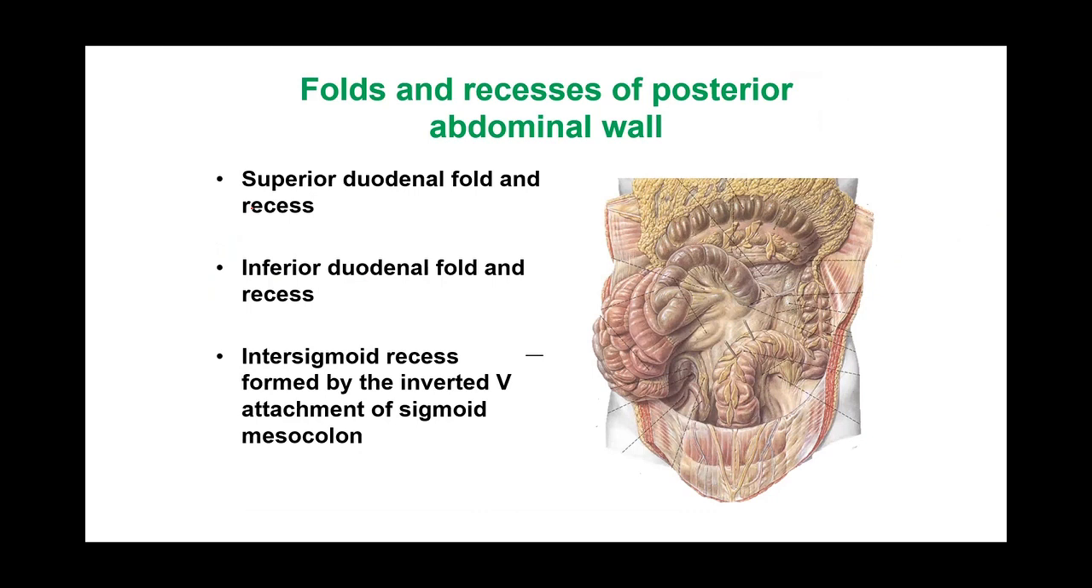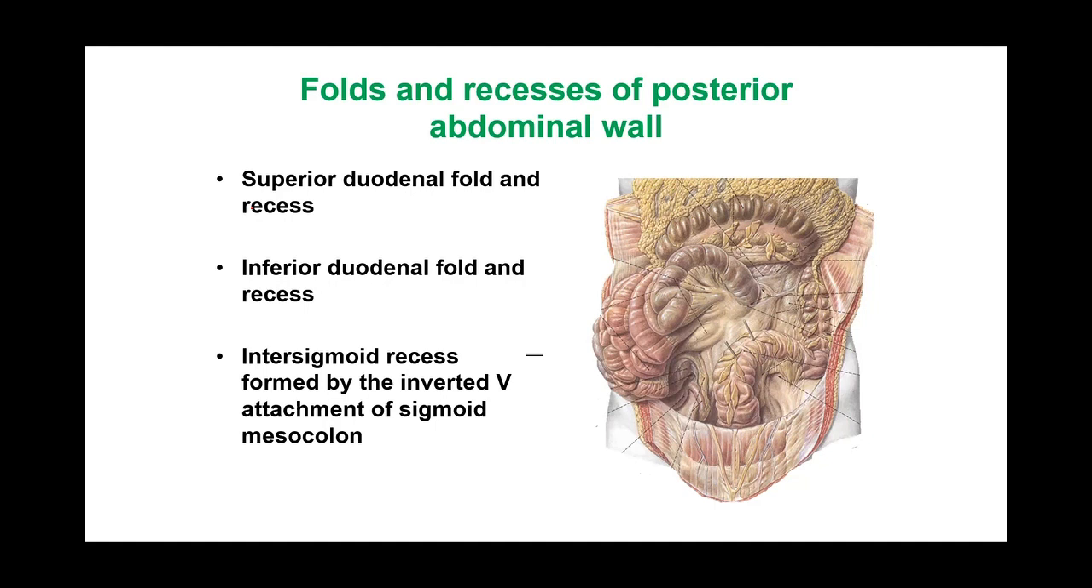Folds and recesses of the posterior abdominal wall. There is a superior duodenal fold and recess. They're on the posterior abdominal wall because you know the duodenum is a retroperitoneal structure, so it will have a fossa there. It will have a fold and a recess there. Inferior duodenal fold and recess.